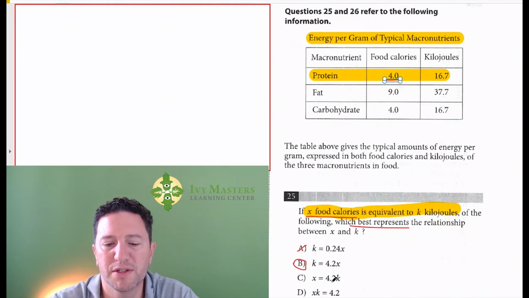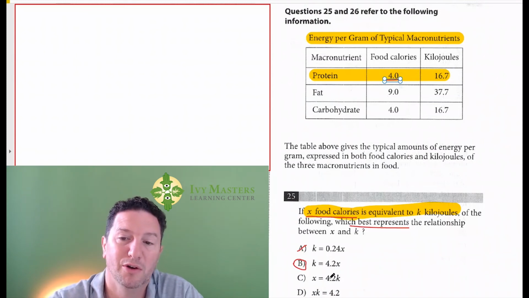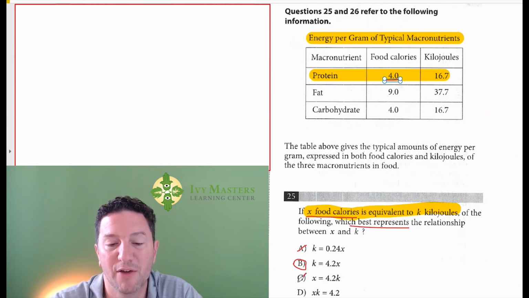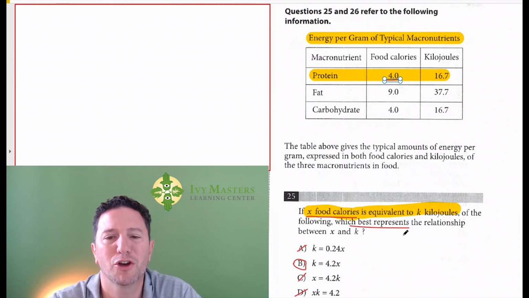Now if we reversed it, if we plugged our kilojoules in and multiplied that by 4.2, 16.7 times 4.2 is going to give us a little more than 4 times 16.7. So that's definitely going to be wrong. And then if you multiply 4 and 16.7, you definitely don't get 4.2. So your correct answer here has to be B.